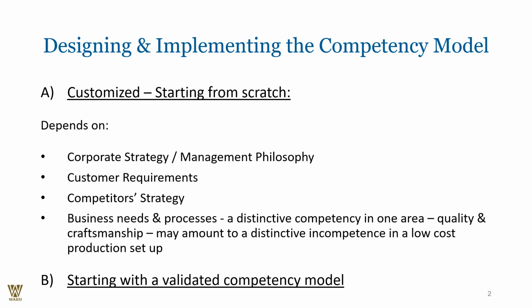Customer requirement is the targeted audience that we are focused upon. Competitor strategy is what our competitors are actually doing around it. Based upon these three parameters, we'll design our competency models for business needs and process. So our dexterity competency is one area. Now, what are business needs and process?